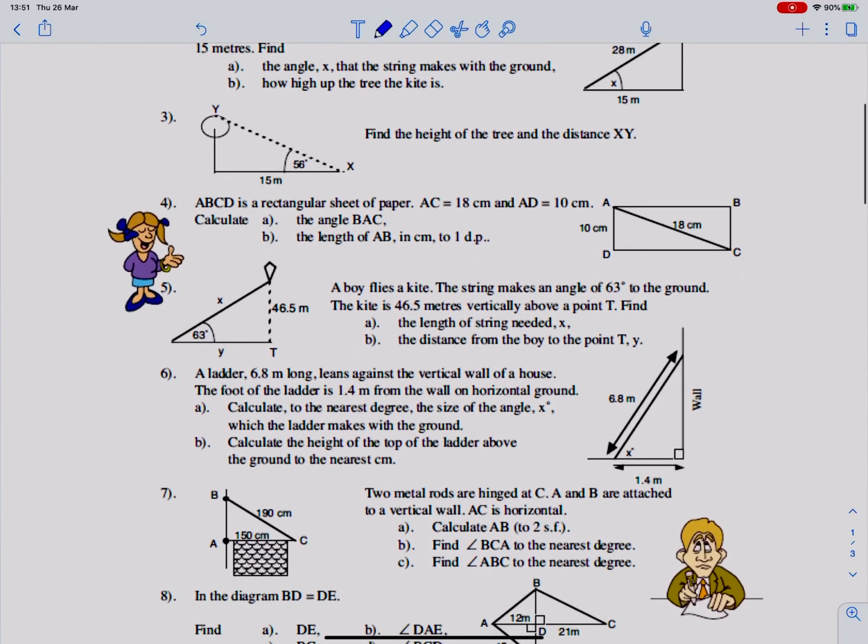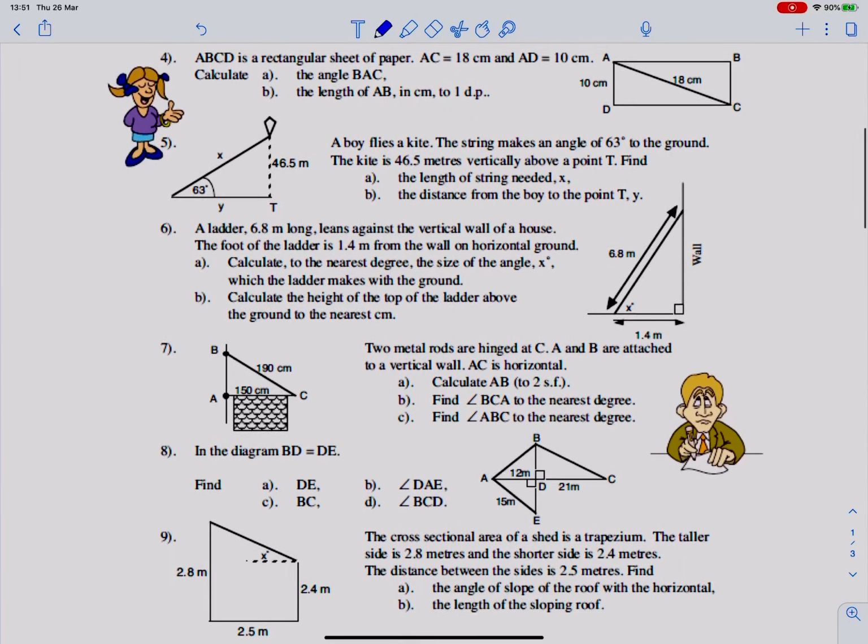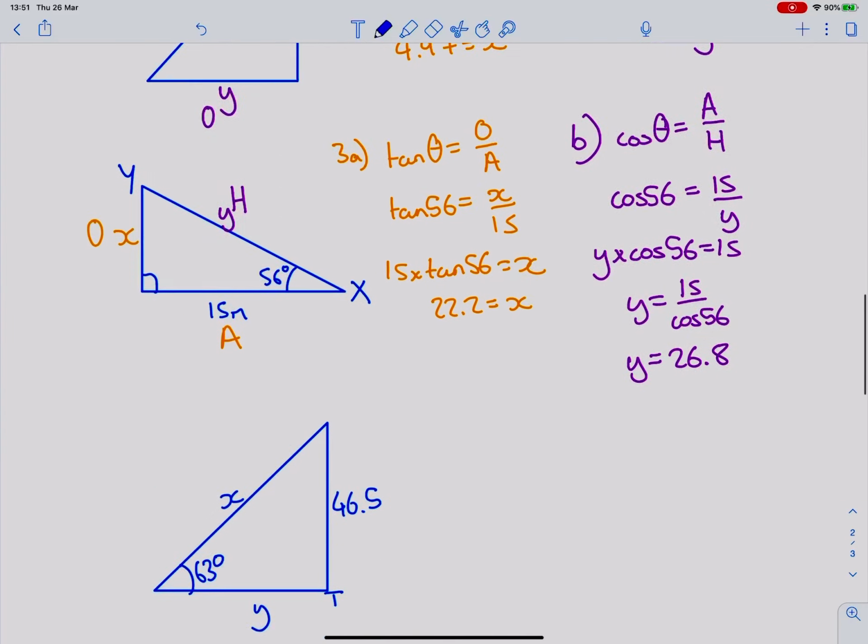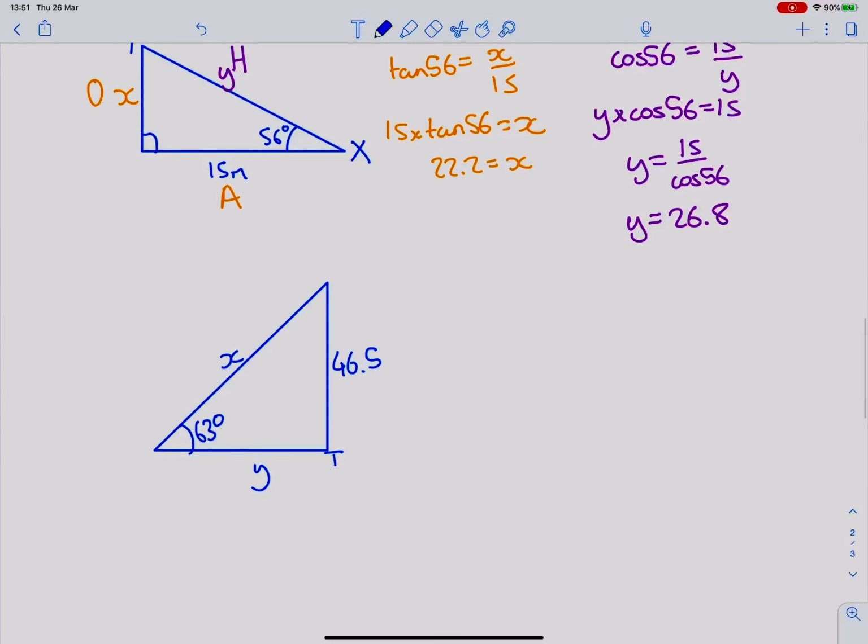It says find the length of string needed, which is X, and find the distance to the buoy, which is Y. So for the length of the string needed, you're trying to find X, about 90 degrees there. So X is your hypotenuse. The 46.5 is across from the 63, so it's going to be your opposite.